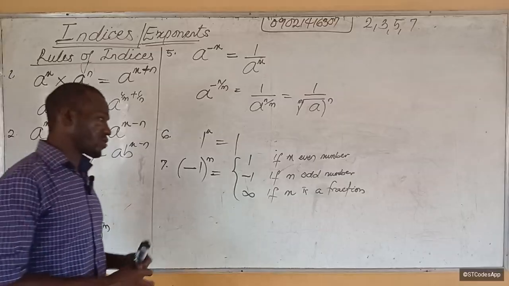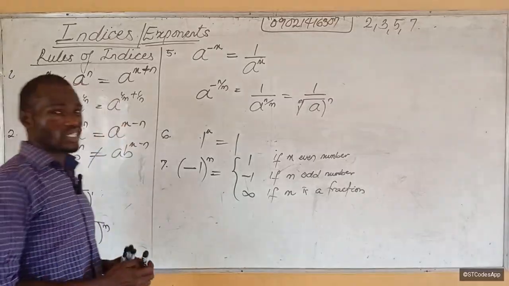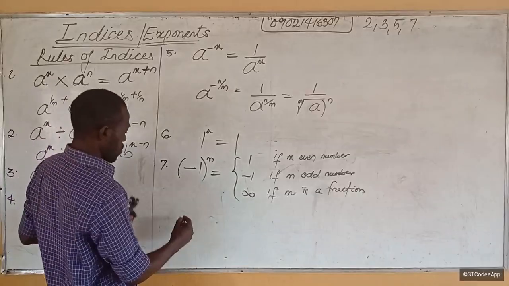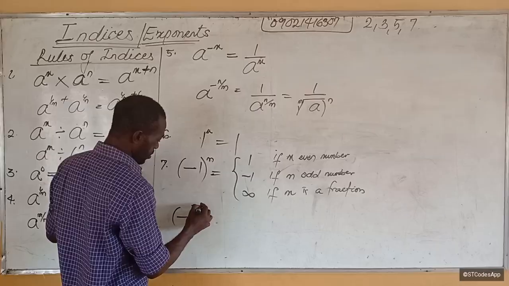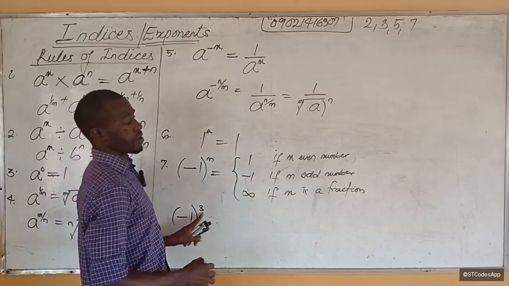Okay? All right, so now what's this saying? What this is saying is that if I have minus 1, for example, raised to power 3, is 3 an odd number or an even number?